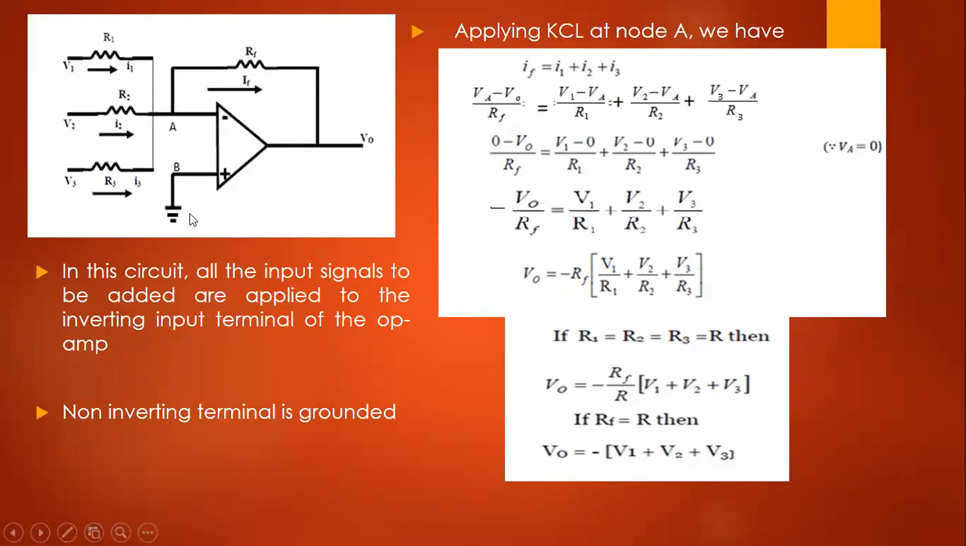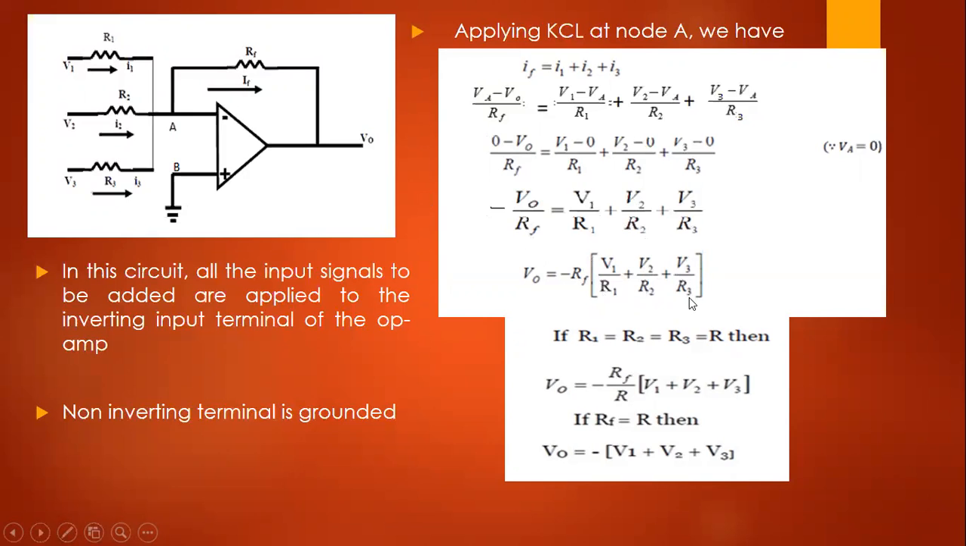Now as point B is grounded, due to the virtual ground concept, the node A is also at the same potential. So that means VA is equal to VB is equal to 0. So here VA is equal to 0. This equation becomes minus V0 by RF is equal to V1 by R1 plus V2 by R2 plus V3 by R3. So the output voltage V0 is equal to minus RF into V1 by R1 plus V2 by R2 plus V3 by R3.